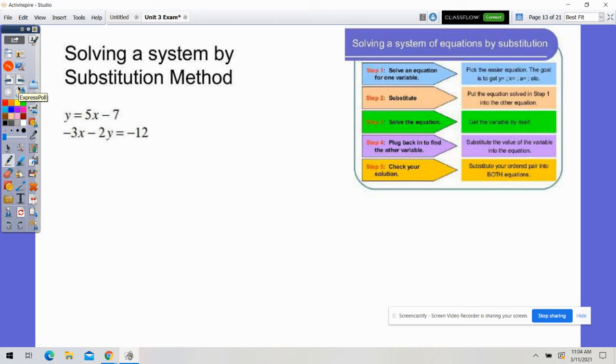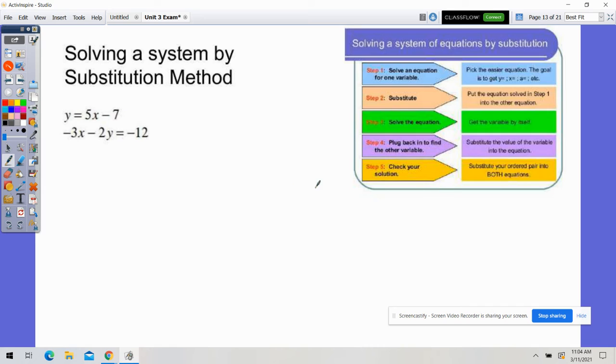Okay. Next topic is solving a system using the substitution method. Here we have 2 equations. y equals 5x minus 7, and the other is -3x minus 2y equals -12. This was the first way we learned how to solve a system of equations using an algebraic method. So substitution means to substitute an equivalent expression in for a variable in the other equation.